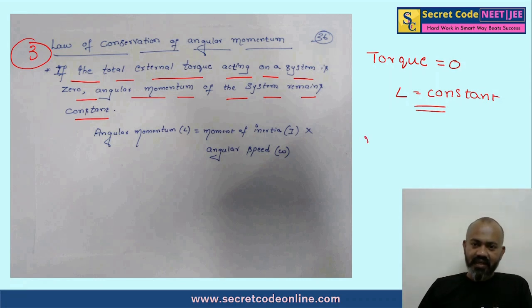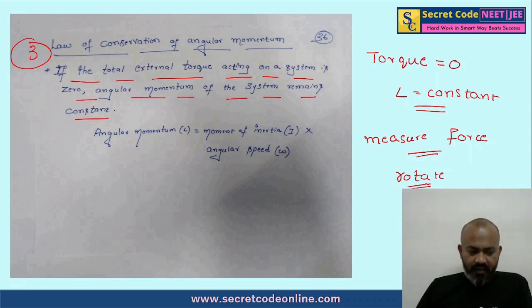Torque is nothing but a measure of force which is needed to rotate an object about its axis. A measure of force which is needed to rotate an object about its axis is known as torque. I'll repeat it again. It is a measure of force which is needed to rotate an object about its axis is known as torque. And if the torque is 0, the angular momentum will be constant. That is what is actually given in this law of conservation of angular momentum.